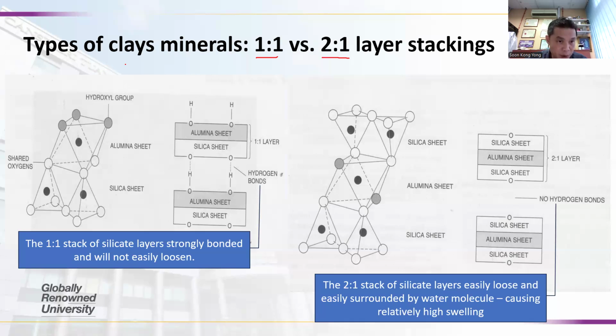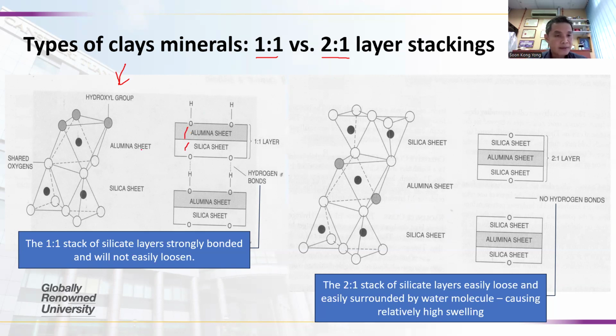Now, why 1-1? Let's look at here. Now, 1-1 layer is right here. So this is 1-1. What does it mean by 1-1? It means that these clay sheets consist of two layers. One is the aluminium sheet, and also the silica sheet. So that's why they call it 1-1.